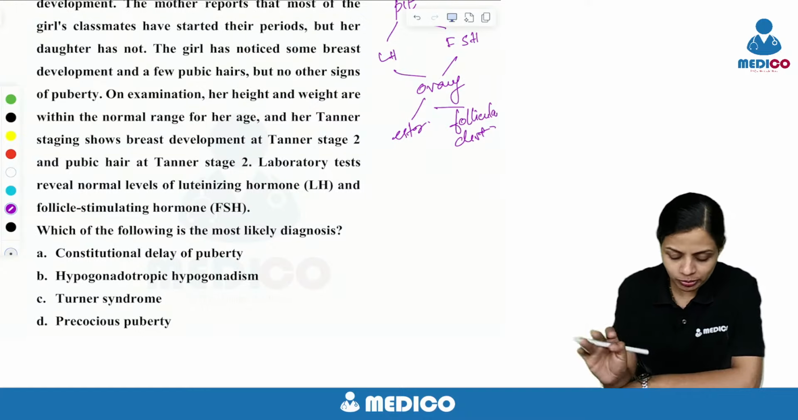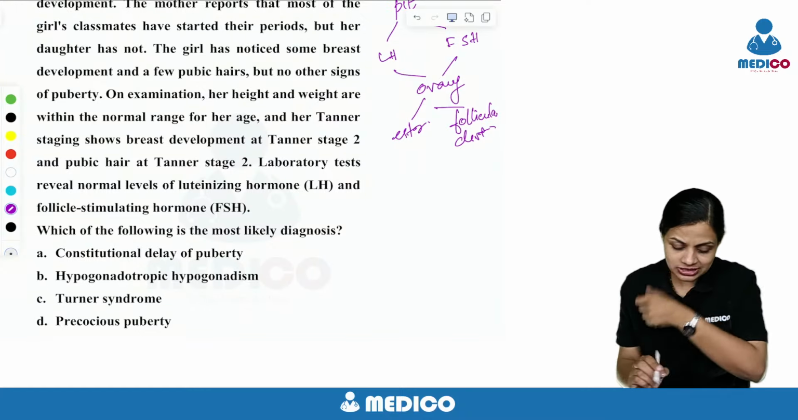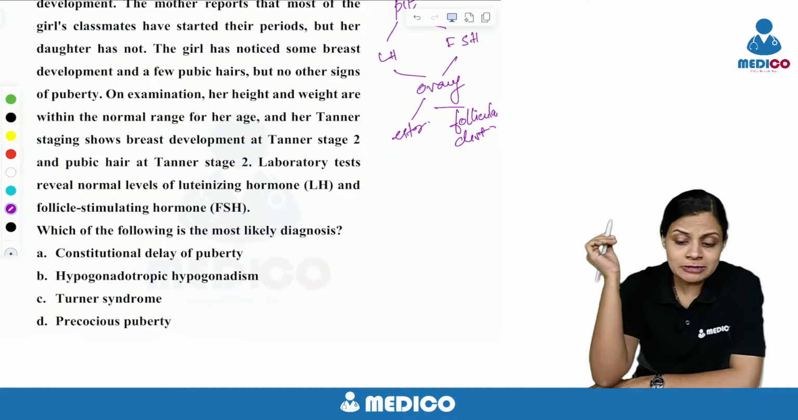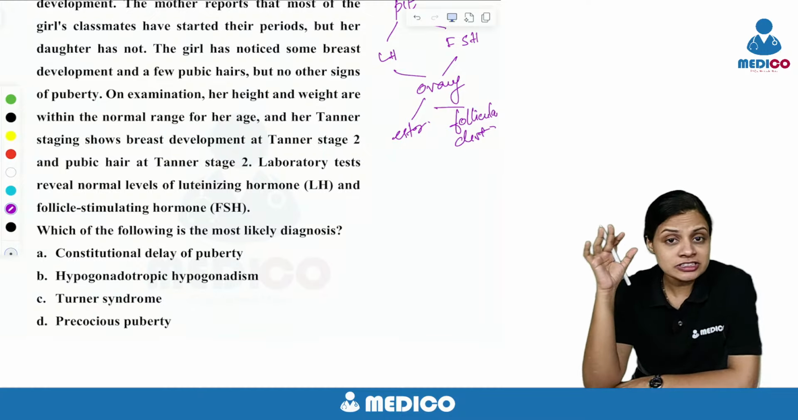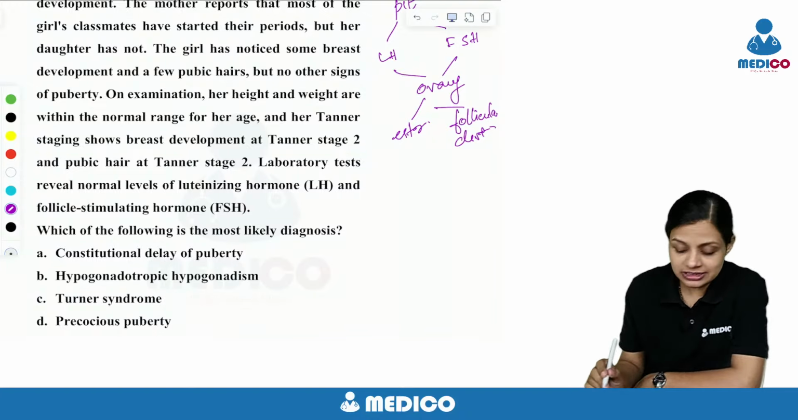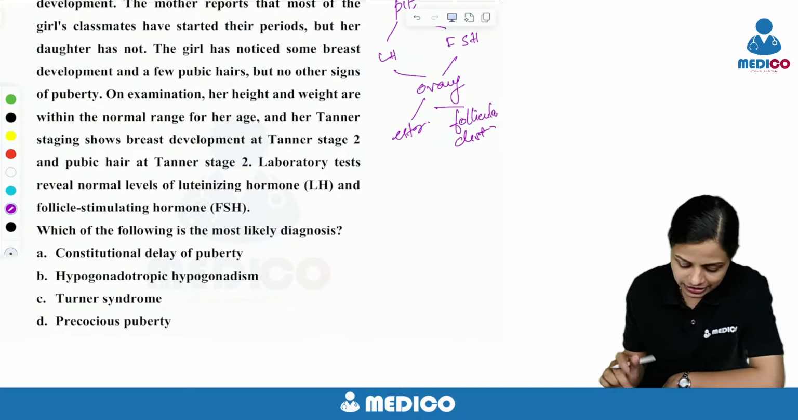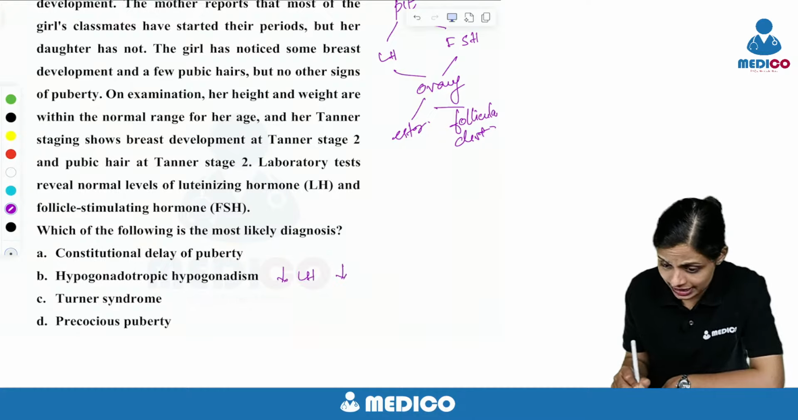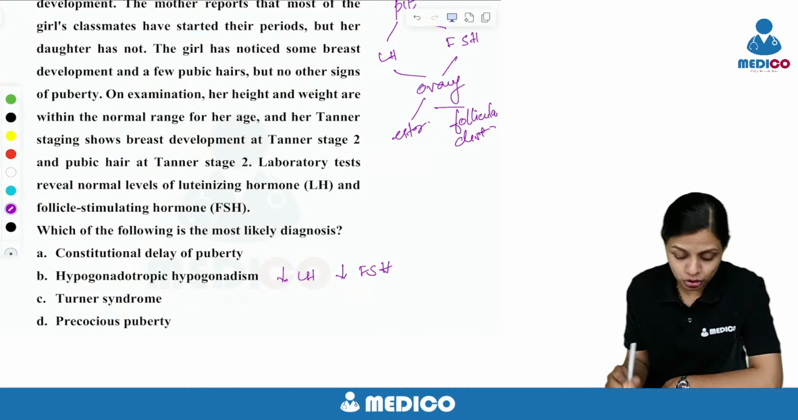Everything else is normal, okay? So, let us look at the choices. Hypogonadotropic hypogonadism. What does that mean? The LH and FSH levels will be low. Why? Because there will be deficiency in the GnRH. So, here her LH and FSH are normal. In hypogonadotropic hypogonadism, LH and FSH is low.